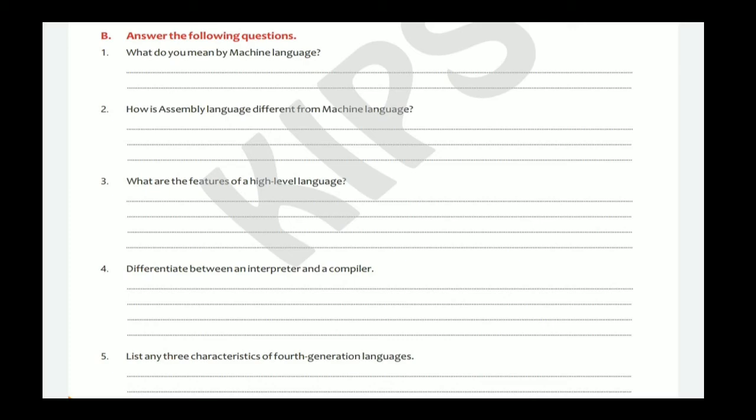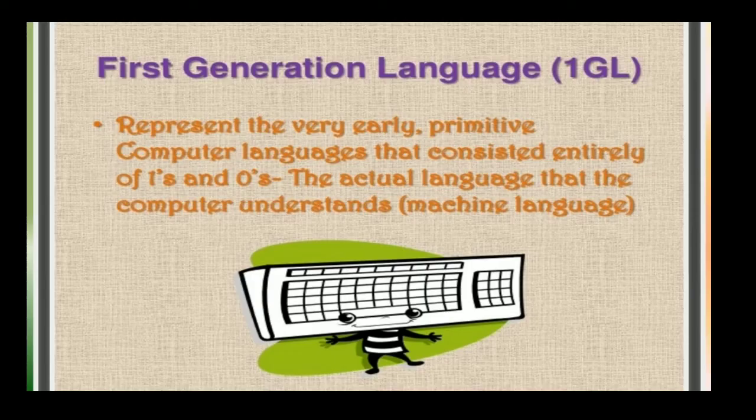I will also show you the definition of machine language. Machine language represents the very early primitive computer language that considers only 0 and 1. This is the actual language that the computer understands. It is also called machine language.